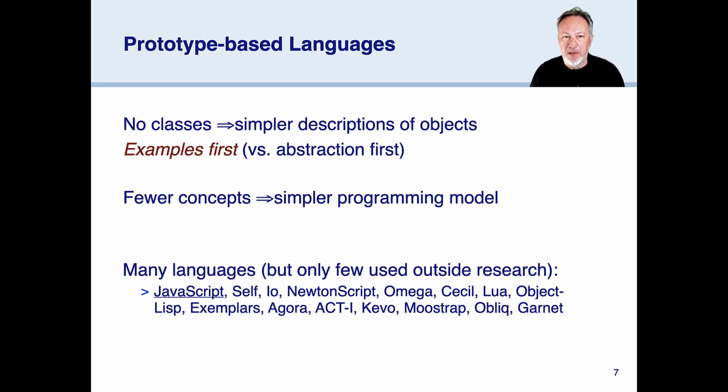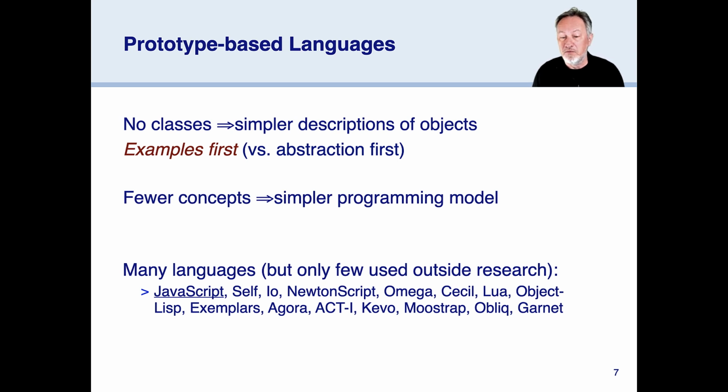So, summing up, prototype-based languages have no classes, so they're simpler than class-based languages. Everything starts with examples, so an object serves as an example or prototype for another object. We have fewer concepts. We just have objects and delegation without classes or inheritance, so the programming model is simpler.